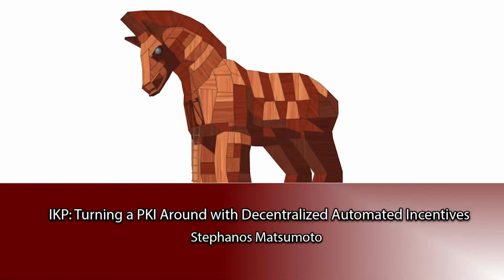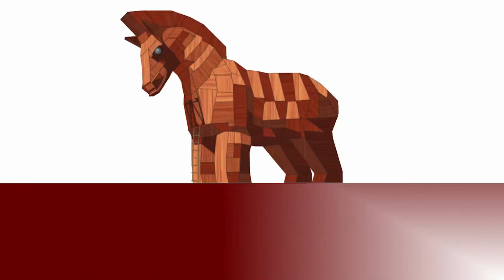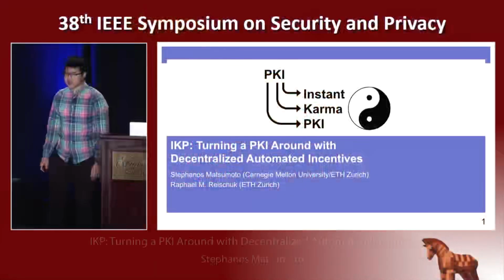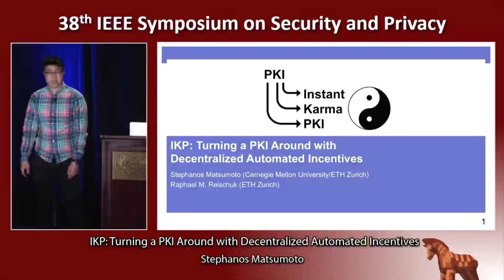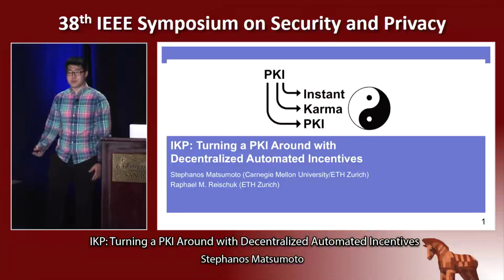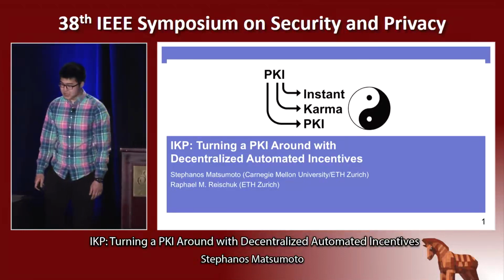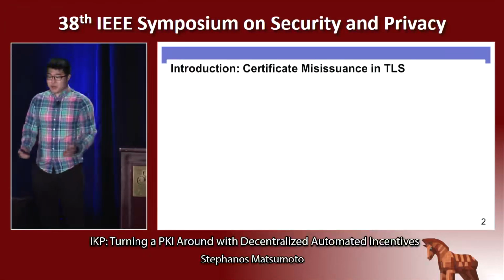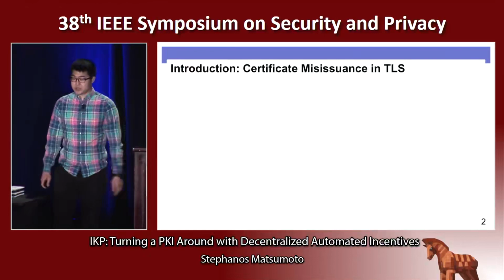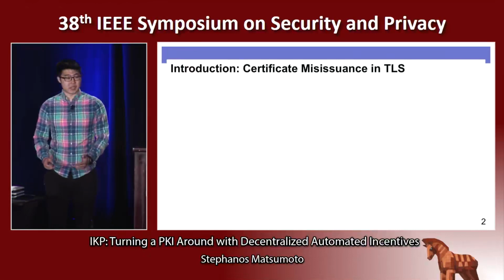My name is Steve Matsumoto, and today I'll be presenting joint work with Raphael Reischuk, and I'll be presenting IKP. It's a system that aims to improve the TLS PKI by redesigning incentives through the use of smart contracts. Now, the primary goal of this work is to address certificate misissuance in TLS.